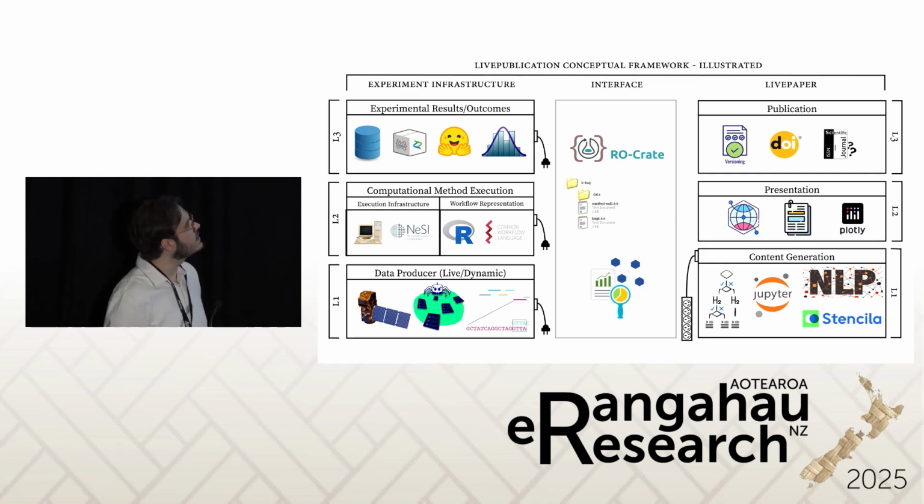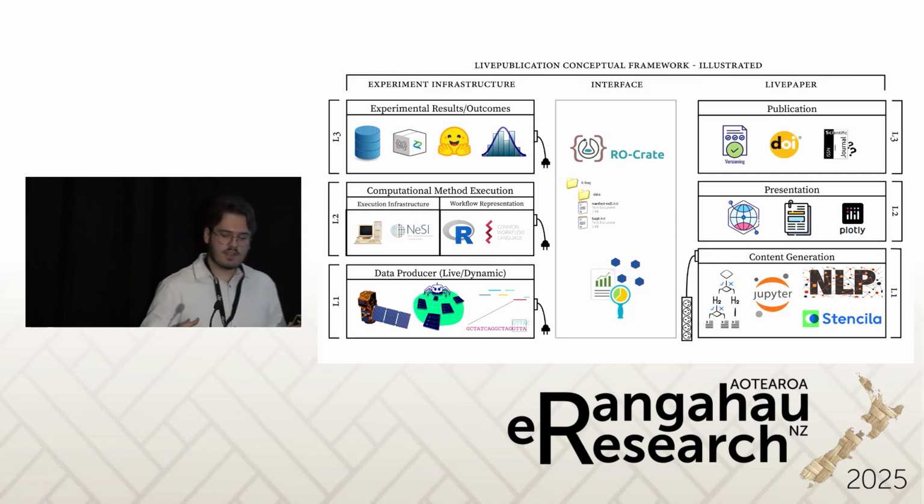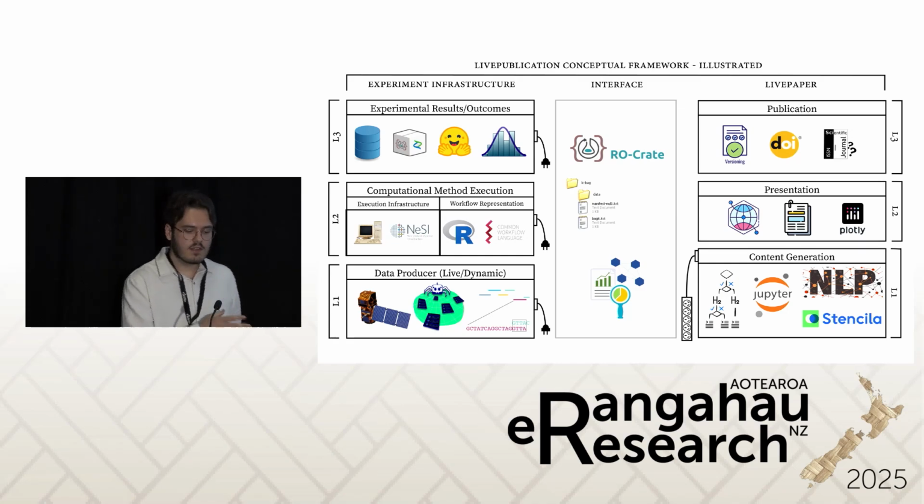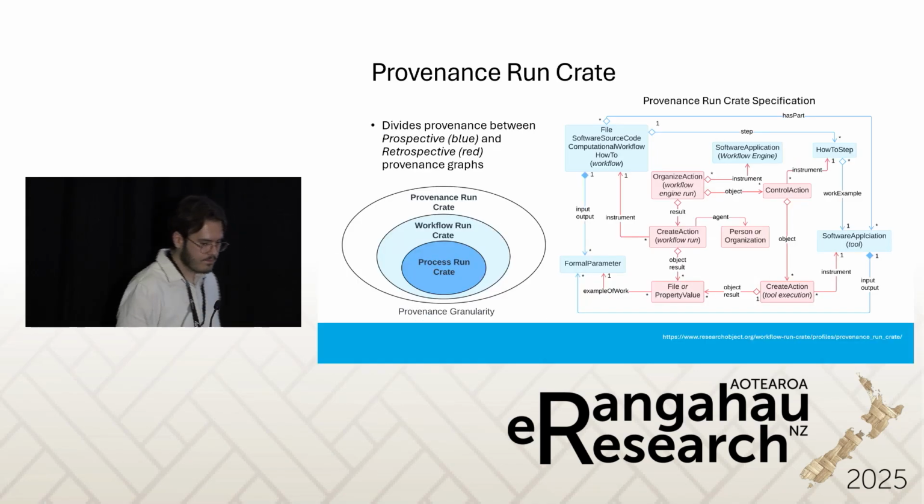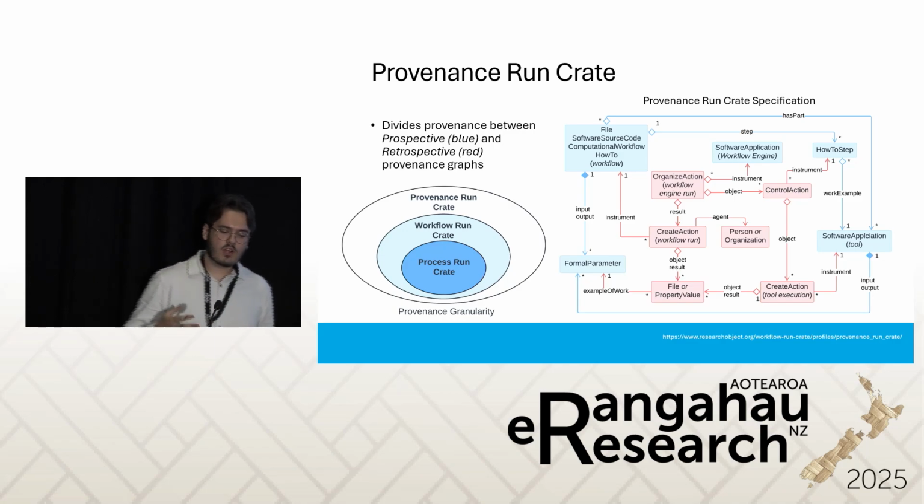Between these processes is an interface. That component integrates each experiment infrastructure with its publication generation system. How we get information out of that experiment infrastructure is going to be the topic of today's discussion. The interface is effectively a provenance container that describes what happened in the experiment infrastructure.